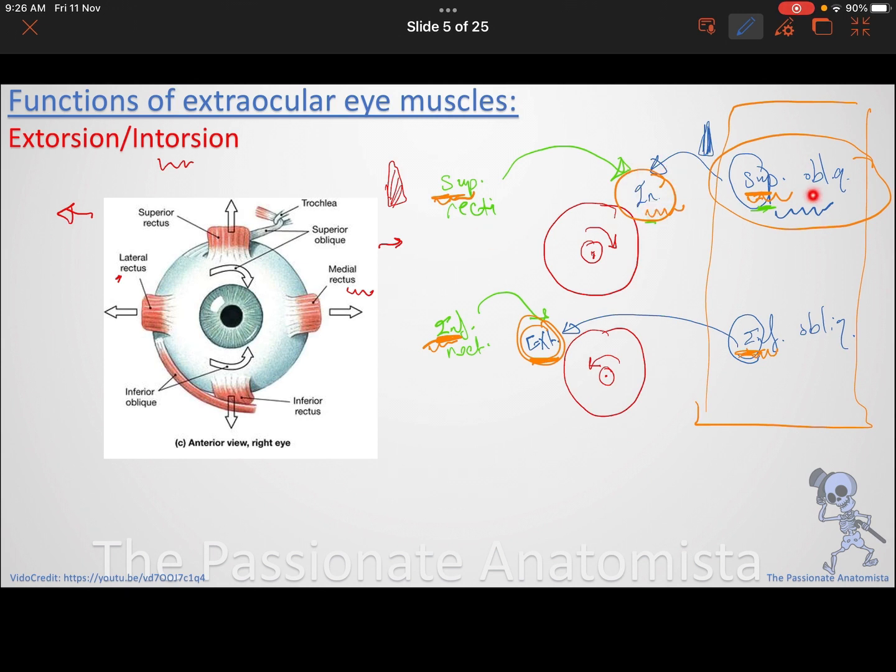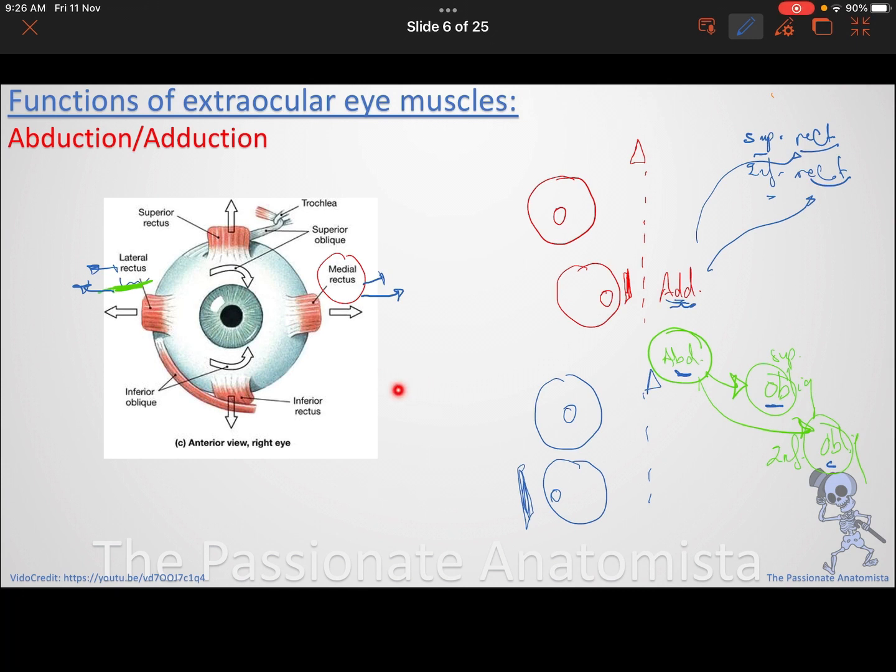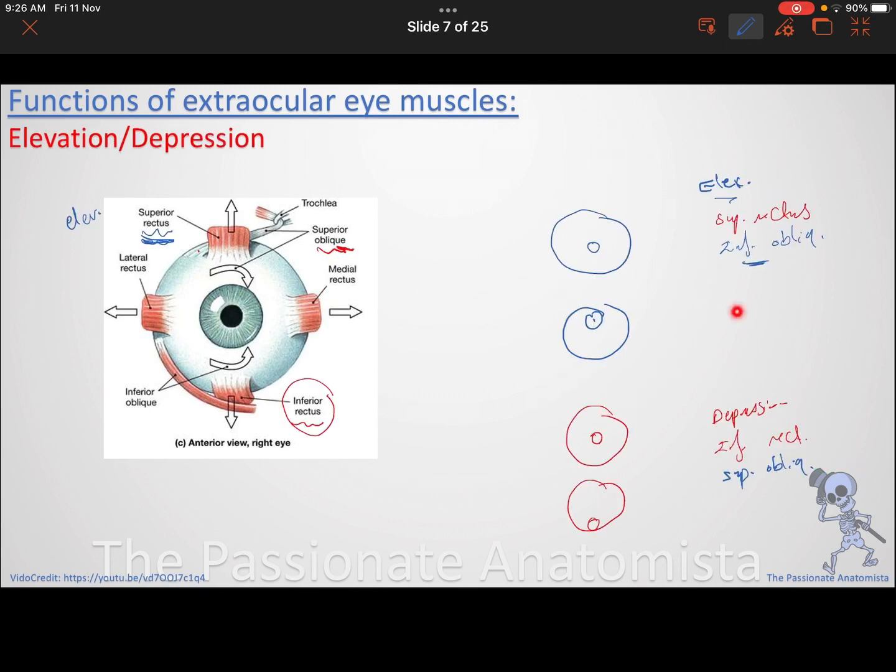Intorsion, superior ones: superior oblique, superior rectus. Extorsion, inferior ones: inferior oblique, inferior rectus. Abduction, adduction, we know the recti, medial and lateral rectus, easy. The abduction: superior oblique, inferior oblique. Adduction: superior rectus, inferior rectus. And the last thing, based on their location, the superior rectus is above, so elevation. Inferior rectus is below, so depression.